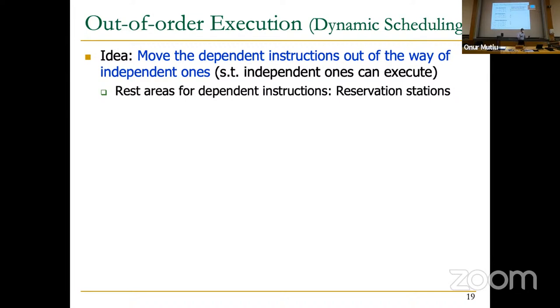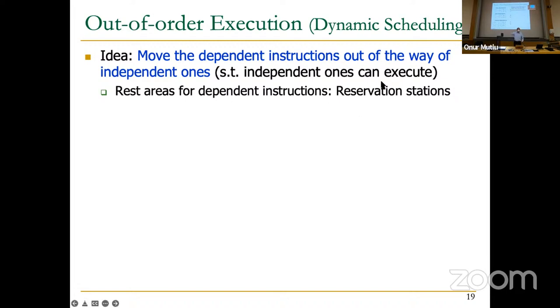So very similar to the rest areas, we're going to move the cars that need to take longer for whatever reason. They need to sleep, they need to use the restroom, whatever, they need to eat. They don't stop in the middle of the pipeline, in the middle of the highway. They go to the rest area and they wait. Okay, the analogy ends here because their waiting is dependent on something else. But basically, these are going to be called reservation stations.